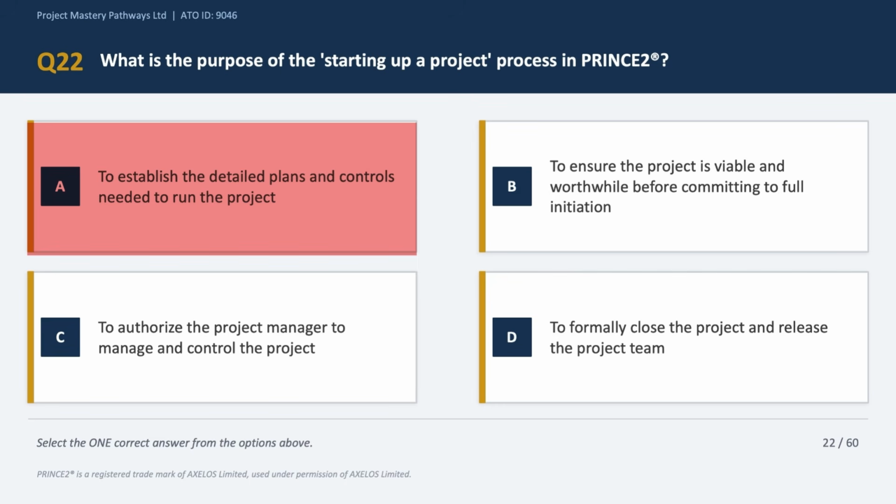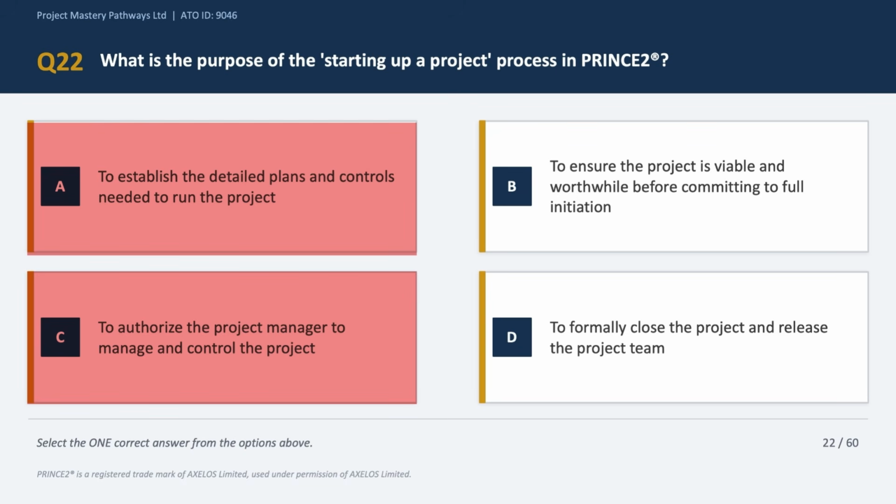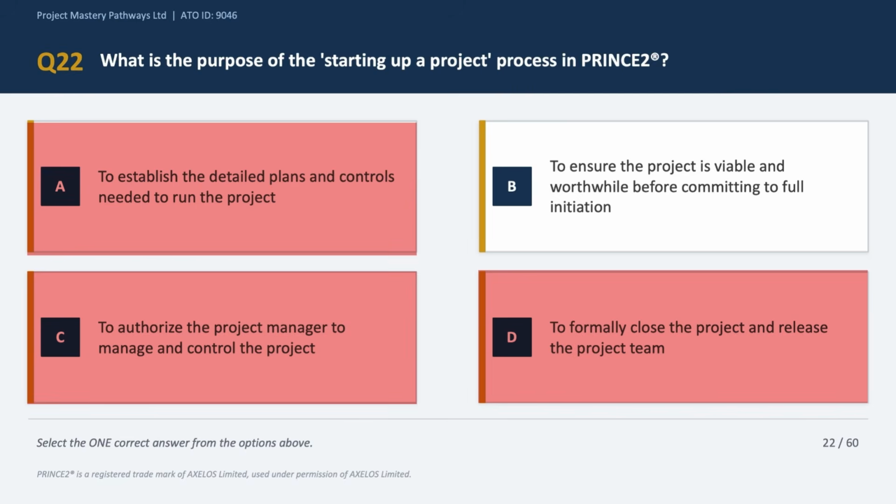Option C says to authorize the project manager to manage the project. Now this is what happens in directing a project, right? When a project board authorizes the initiation stage. So option C is incorrect as well. Option D says to formally close the project and release the resources. Well, that doesn't make sense at all, right? Because that is the closing a project process. So we can eliminate option D straight away.